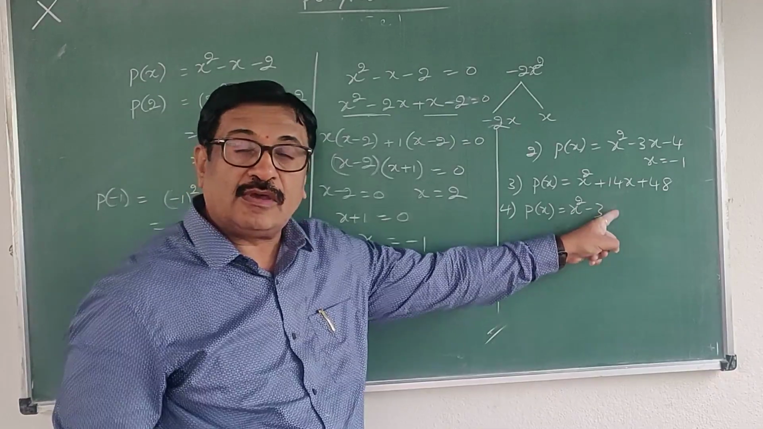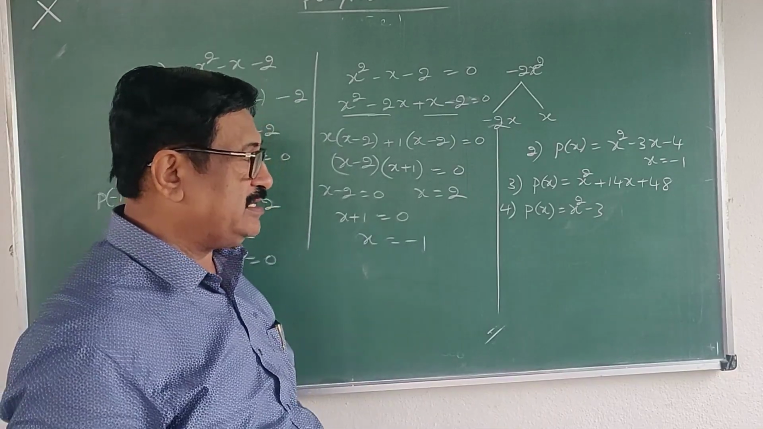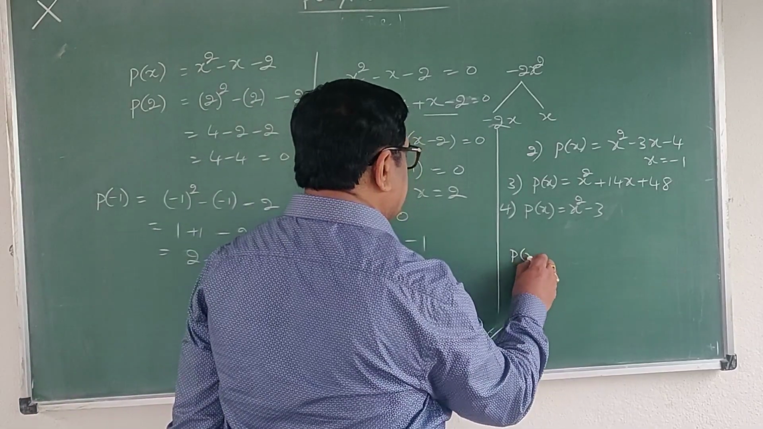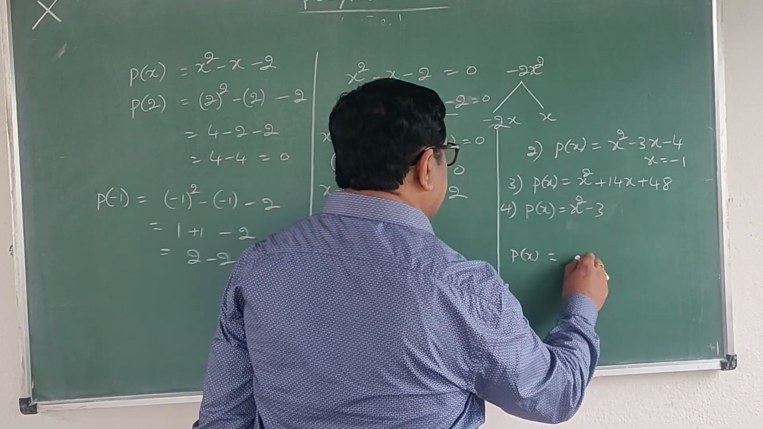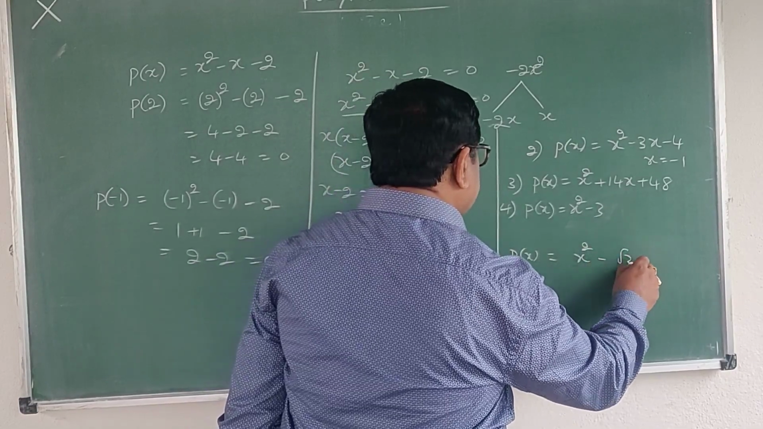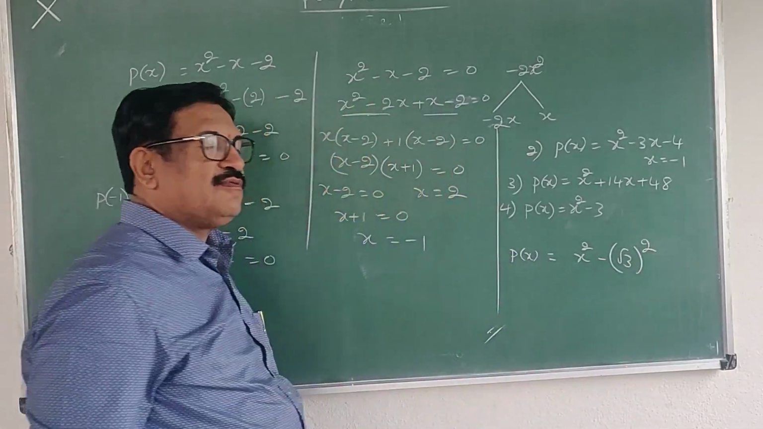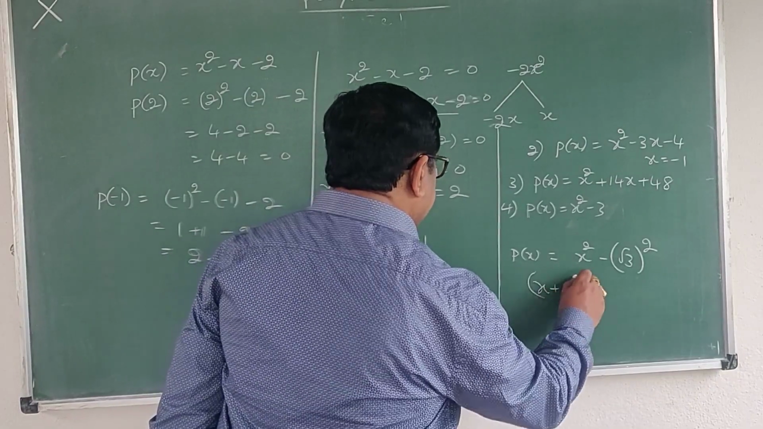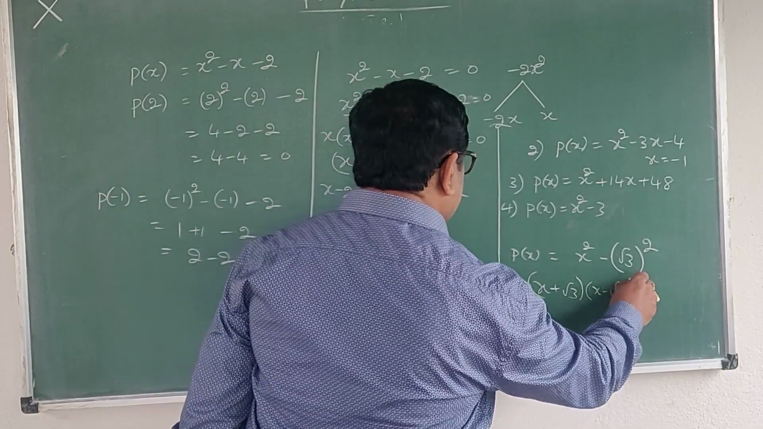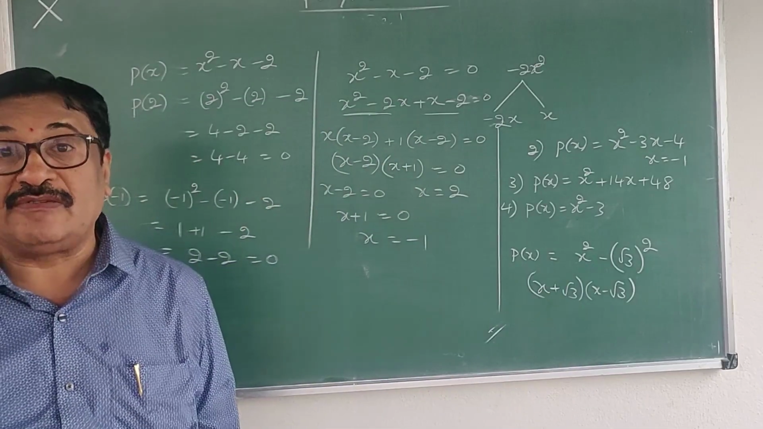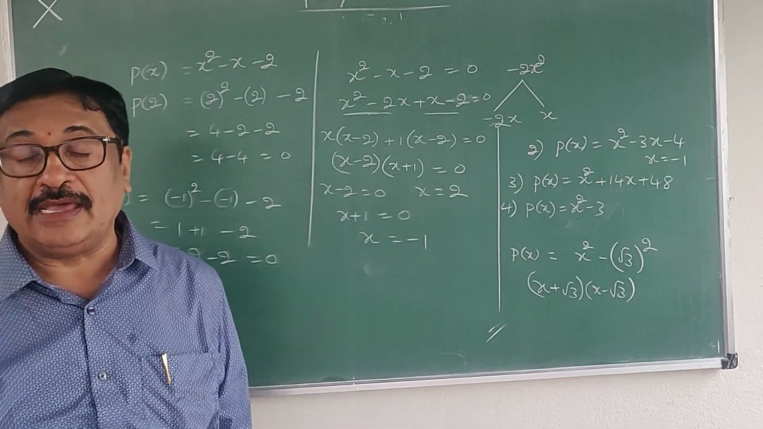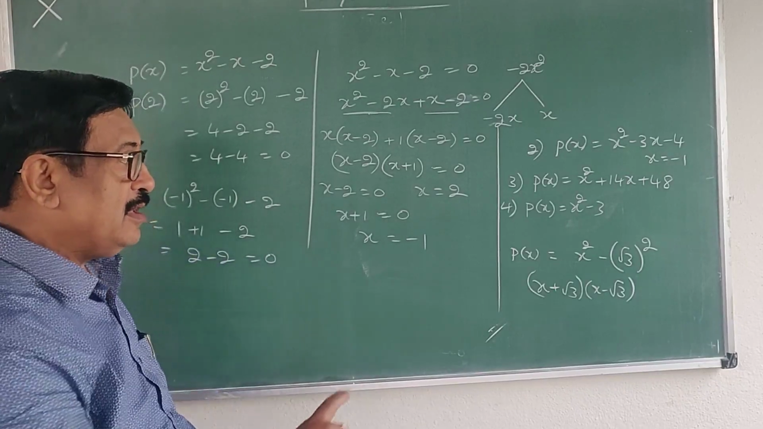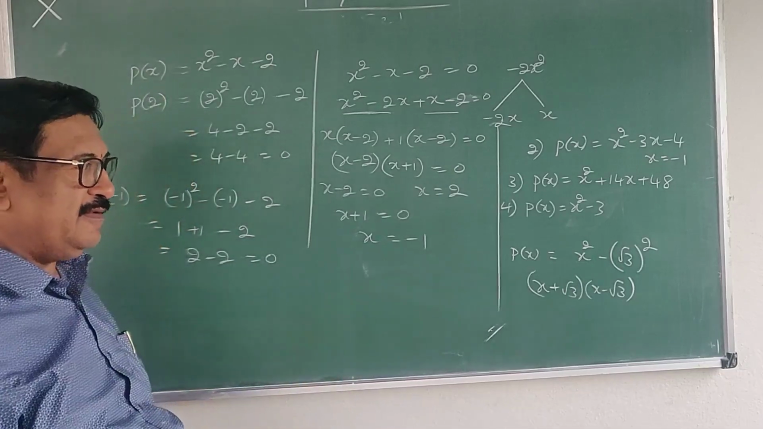Now one more, this is also a quadratic polynomial, x squared minus 3. What you need to do, this minus 3 can be written as, see here, p of x is equal to x squared minus 3, which can be written as x squared minus root 3 the whole squared. Applying the a squared minus b squared identity which you have learnt earlier, a squared minus b squared equals a plus b into a minus b. So we get x minus root 3 into x plus root 3.